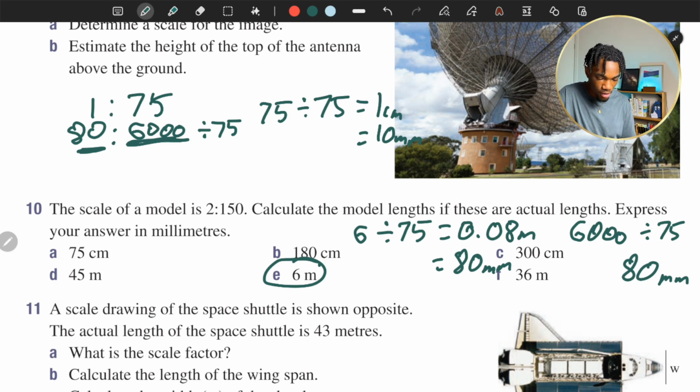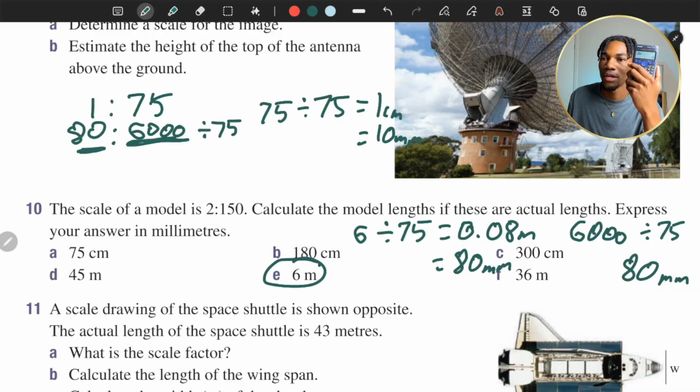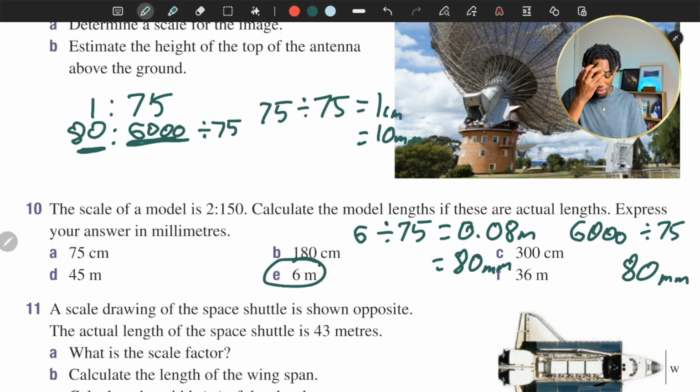Put this in the calculator as well. 80 over 6,000. If I show you this, 80 over 6,000 equals 1 over 75. That's how you do these scale drawing questions. Have a go at some of these, and then do some HSC questions and you'll be right.